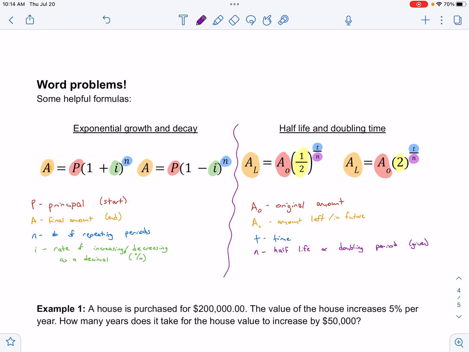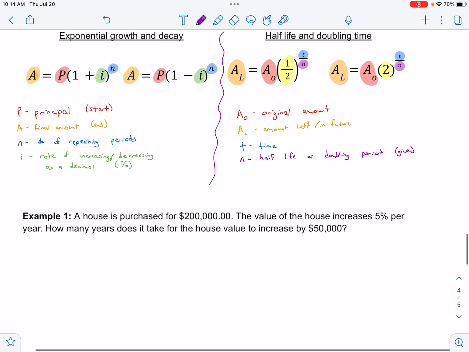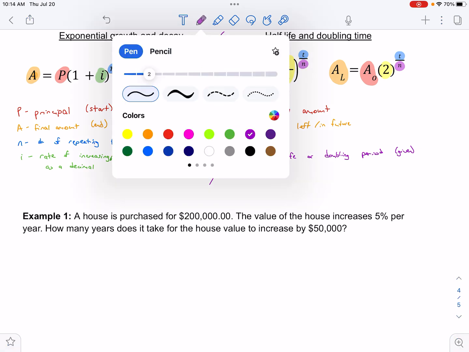Let's do 2 examples where we have to select the correct formula and create our own equation, which we can then ultimately solve. A house is purchased for $200,000. The value of the house increases 5% per year. How many years does it take for the house value to increase by $50,000? Okay, we've got a lot of information provided to us here. Let's break it down.